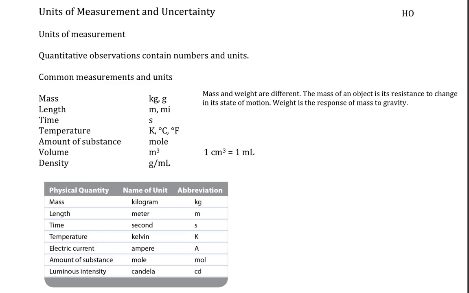The amount of a substance present, usually we're working in a unit called moles. Volume, meters cubed, centimeters cubed. In fact, 1 cubic centimeter is 1 milliliter. In our everyday life, we might be measuring in gallons or cups. Density, another quantity that we work with, has units of grams per milliliter. Here's a table from your textbook with a little bit more on physical quantities.